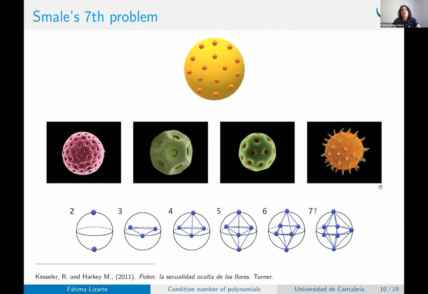The solution to Smale's seventh problem is only known in very simple and concrete cases. For these values of n, the solution is given by the vertices of a regular polygon on the equator and the poles. More precisely, for n equal to 2, 3, 4, 5, and 6, the solution is given by these configurations, respectively. In fact, for n equal to 7, numerical experiments suggest that the solution could be given by this configuration, but a rigorous proof is not known.